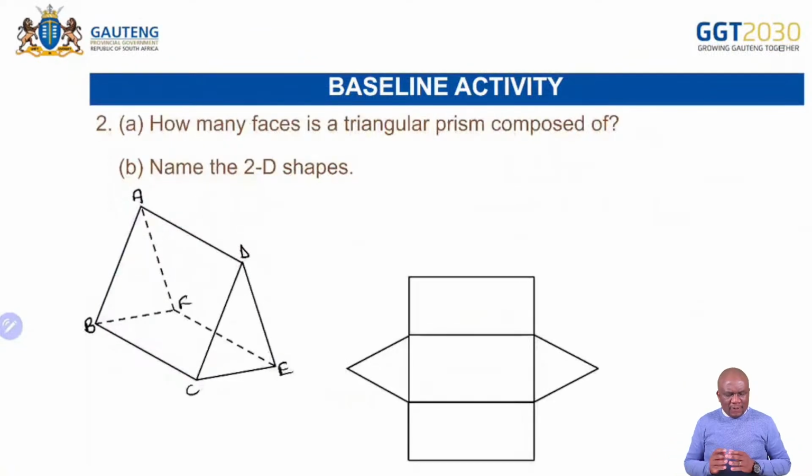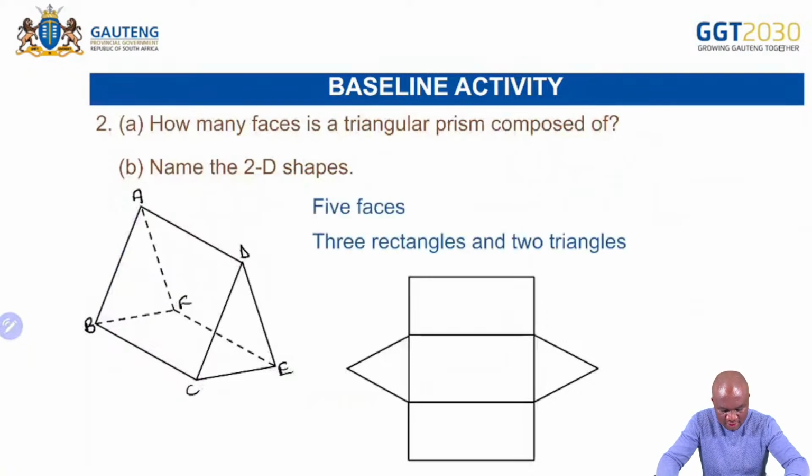Right, welcome back. Do you see that a prism is made up of 2D shapes? Like this triangular prism is made up of how many rectangles? 3 rectangles and 2 triangles. Let's name the triangles first. We have triangle ABF, do you see that? We have triangle ABF and we have triangle DCE. We have 2 triangles.